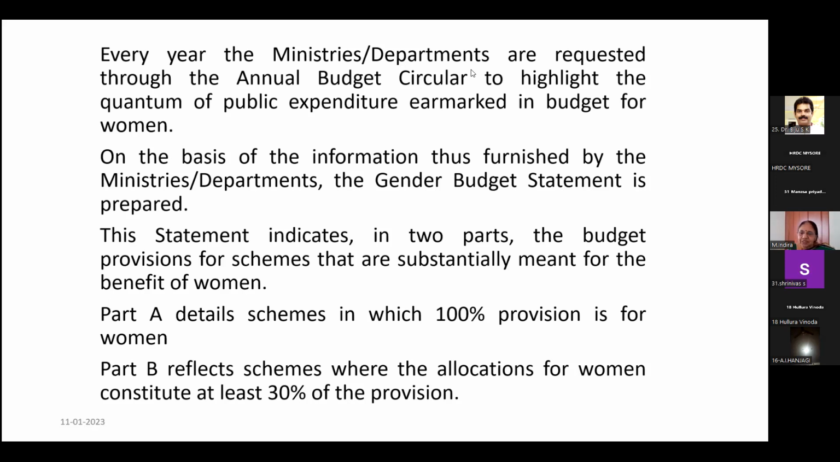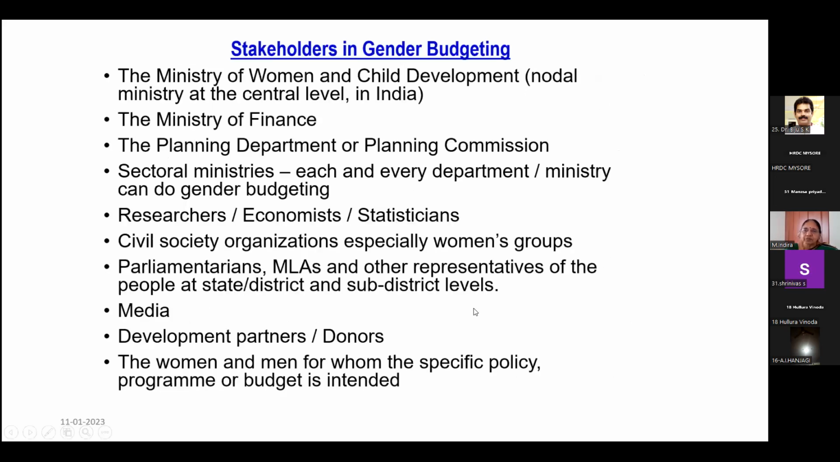As I told you, this statement includes 100% women programs, and Part B covers 30% women-oriented programs. So in the gender budget statement, one category of schemes is Part A, where 100% of the money is allocated for women. Whereas in Part B, you have schemes where a minimum of 30% of the money is allocated for women.